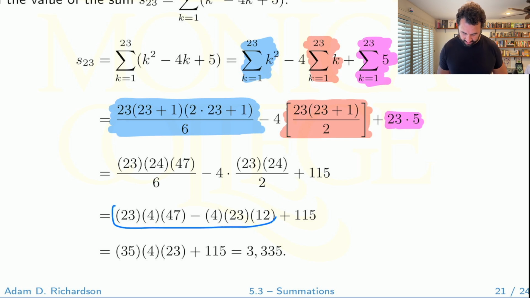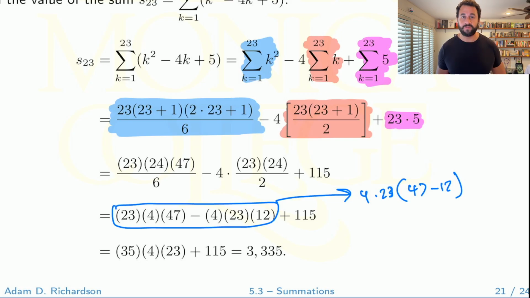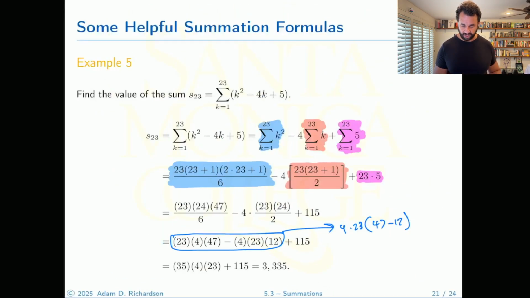I'm just going to pull this off to the side for a minute. We're going to get 4 times 23 times (47 minus 12). Well, what's 47 minus 12 equal to? 35. There it is. So I was able to simplify these two terms into this single term just by factoring something, right? And now here, might as well just go to a calculator and we get 3,335. So this is the reason why I say it's fun to practice those things, because it helps you reinforce what you know about the structure of these expressions. A lot of this stuff is structural.